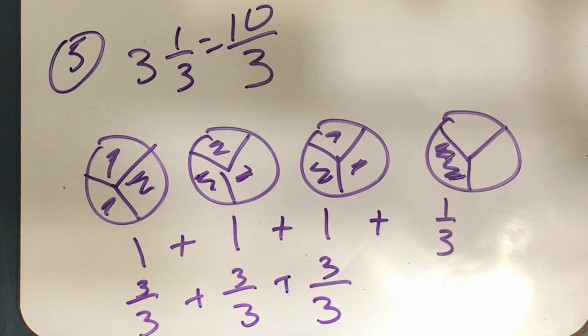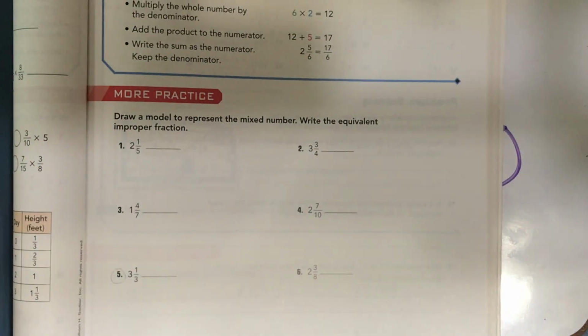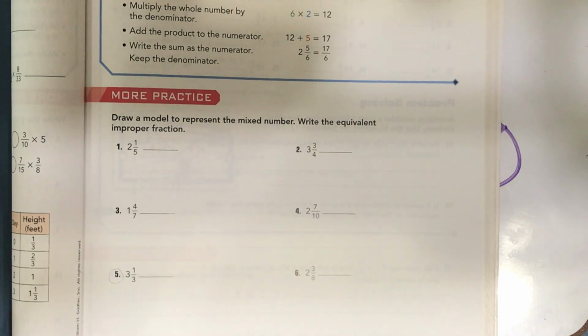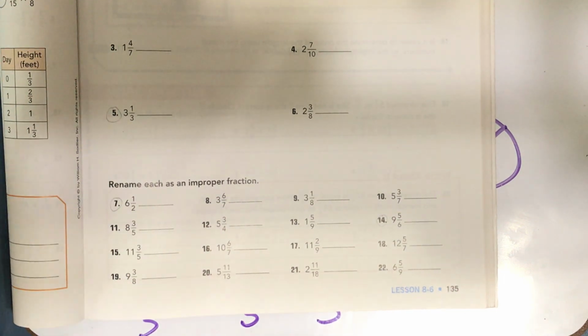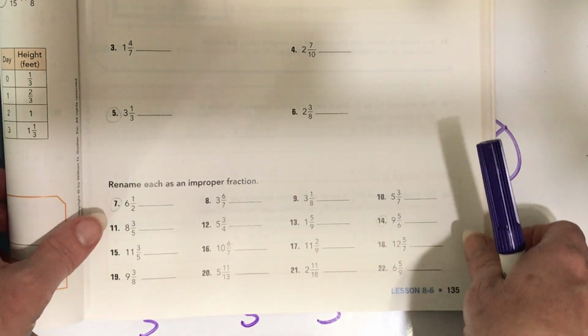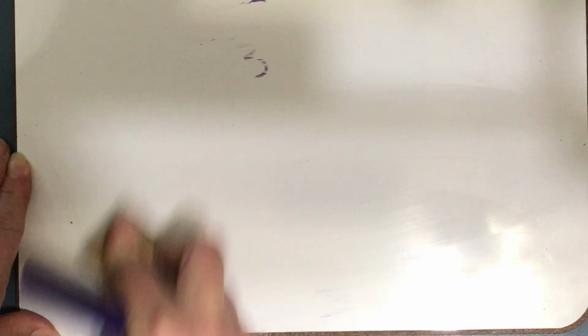So on the top part on page 135, you're going to draw the models for all of those. I have done 3 of them with you. But the bottom part just tells you to rename each as an improper fraction. Well, there are steps to do. We don't have to draw a model every time. So let's take number 7, 6 1/2.